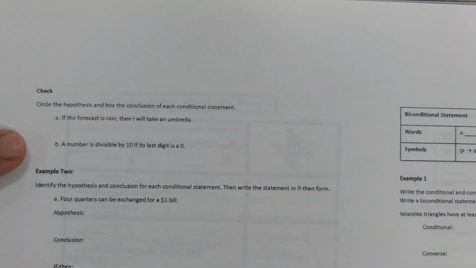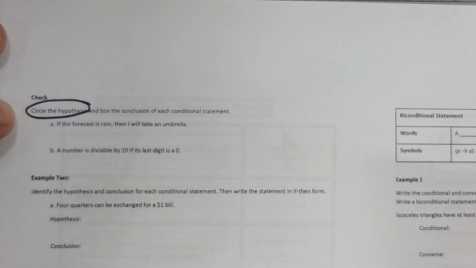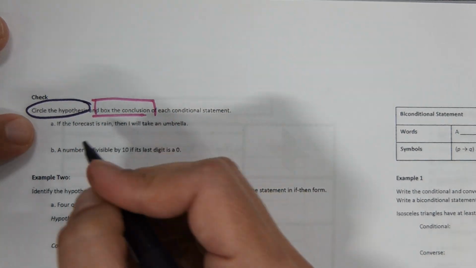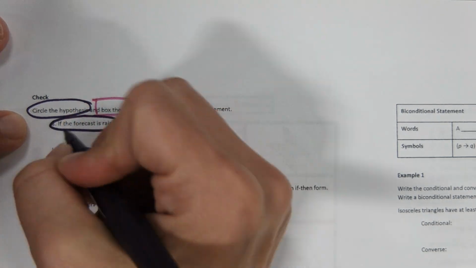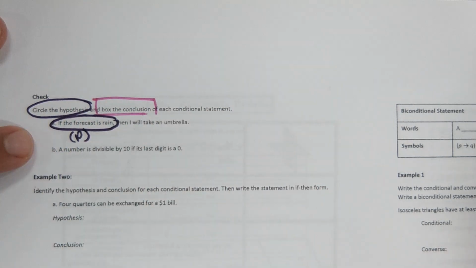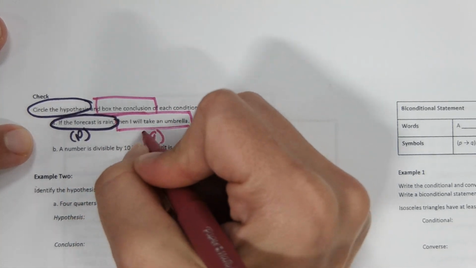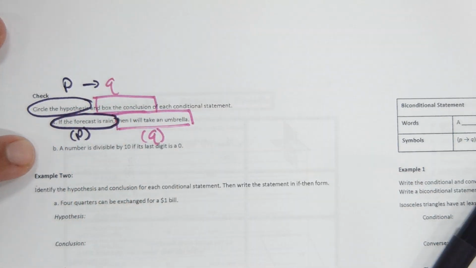Okay, just a couple more examples. It says circle the hypothesis, box the conclusion. So if the forecast is rain, then I will take an umbrella. If the forecast is rain, that is my hypothesis. Then I will take an umbrella. That is our Q, our conclusion. So hypothesis, P, then Q.